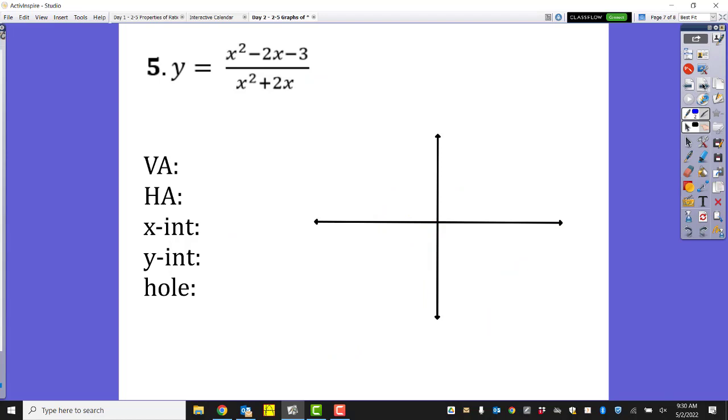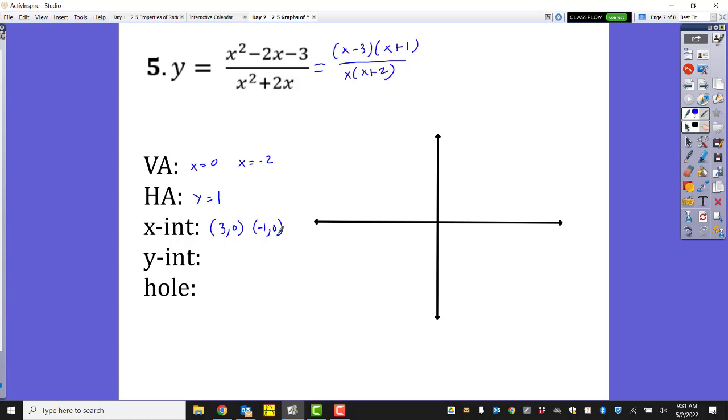All right, last one we're going to look at, and this is one that I want to look at because we do have to check whether it crosses. Actually, let's start with factoring. So we have x minus 3, x plus 1, x and x plus 2. So there we have it factored. Vertical asymptotes are going to be x equals 0 and x equals -2. Horizontal asymptote, these have the same degree, so our horizontal asymptote is y equals 1. X-intercepts are 3 and -1, so 3 comma 0 and -1 comma 0.